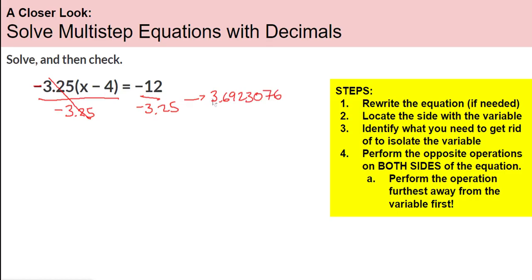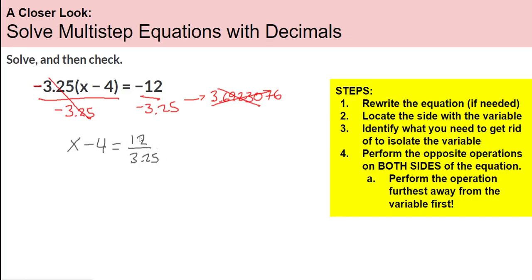So we do not want to be dealing with this number. So don't use that. Don't even try to round it. We're going to have to keep this as a fraction. So we have x minus 4 on the left side, and then on the right side we have 12 over 3.25. Now notice what I did. The negatives cancel out, so this would be positive.